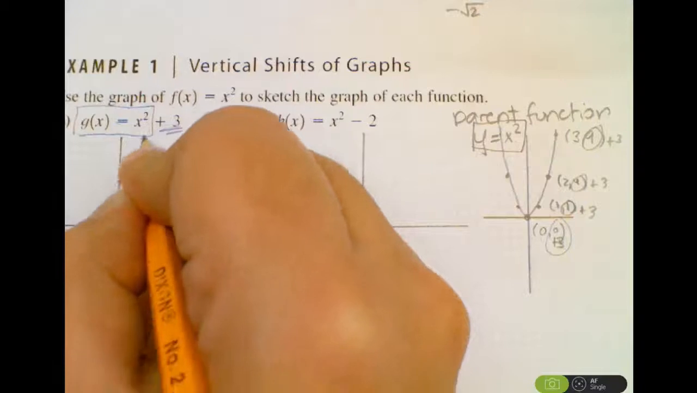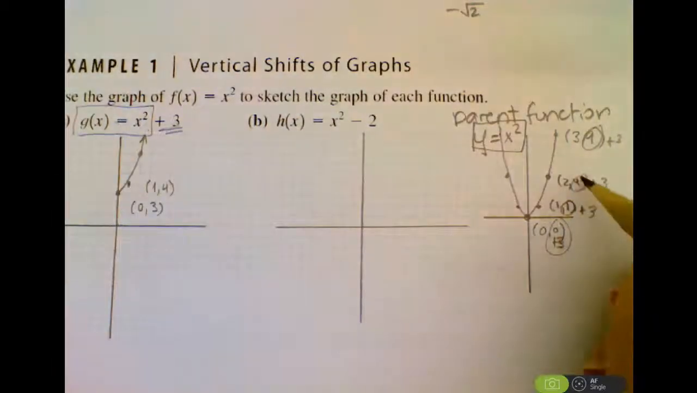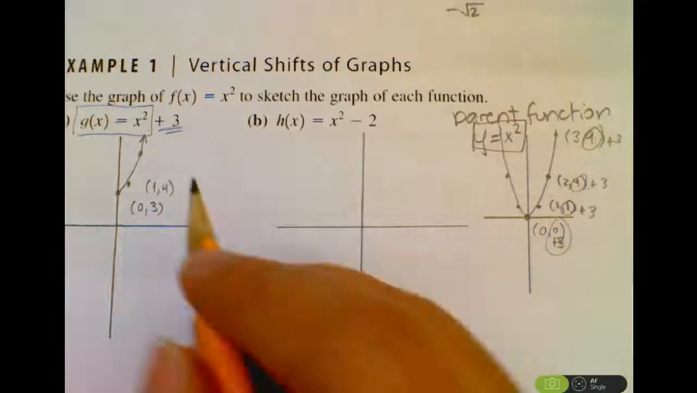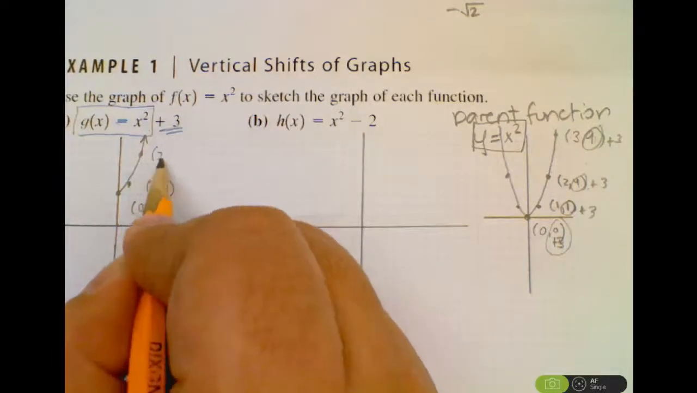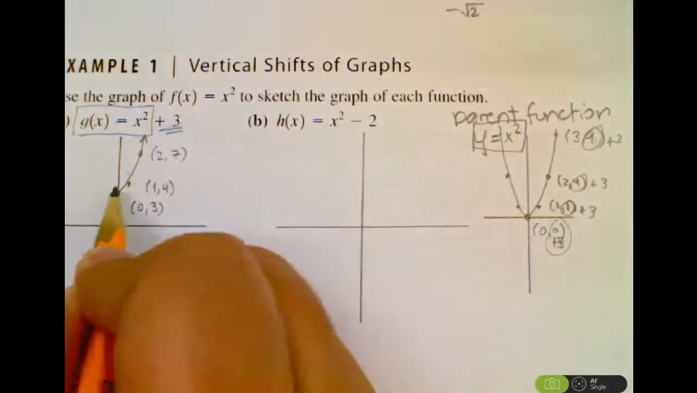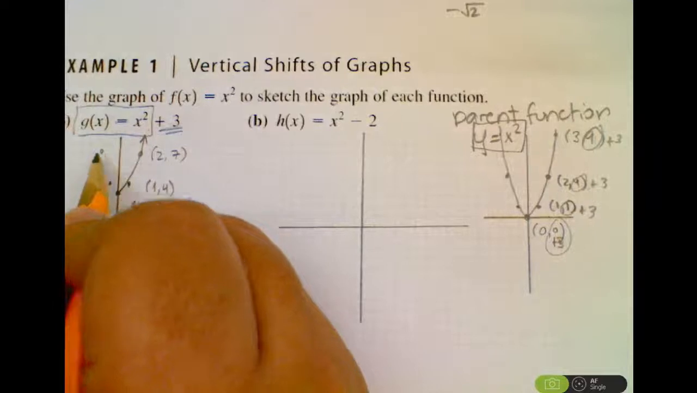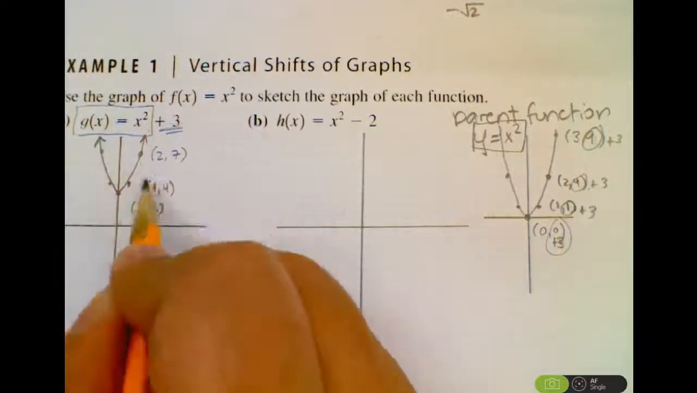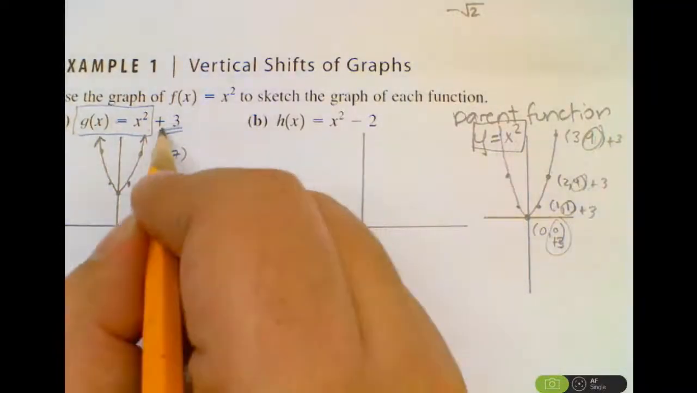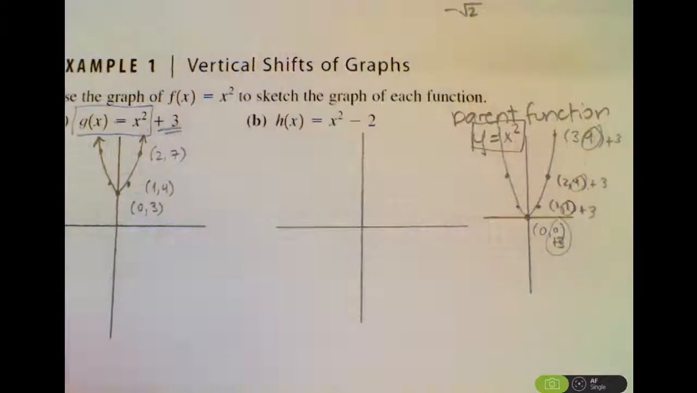And get the next point. Or you can add 3 to every single y that you know. That will be fine too. So in here I graphed the point (2, 7). And then the same thing is going to happen on the other side. And then I have sketched my parabola by moving it up 3 units.